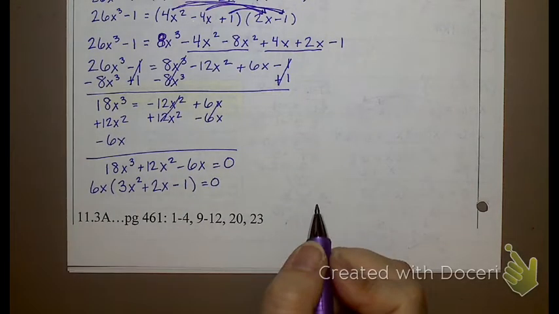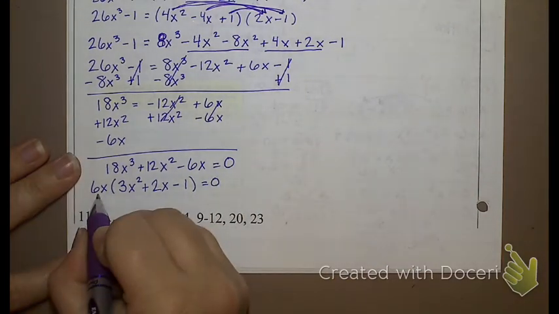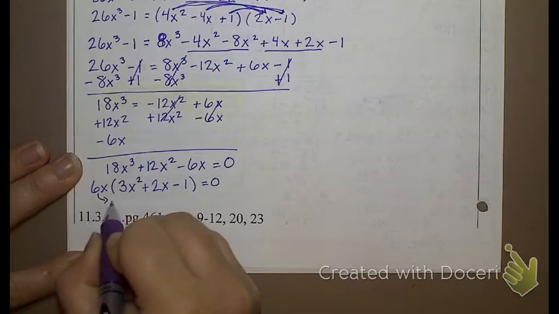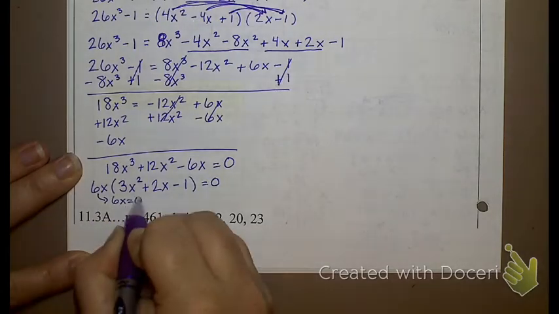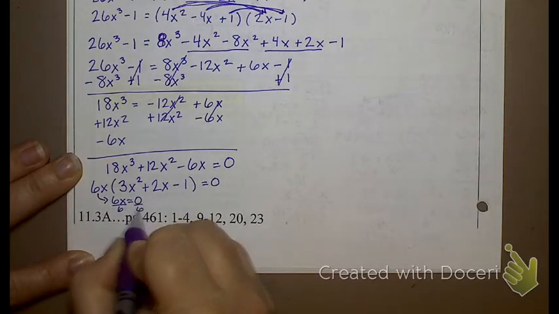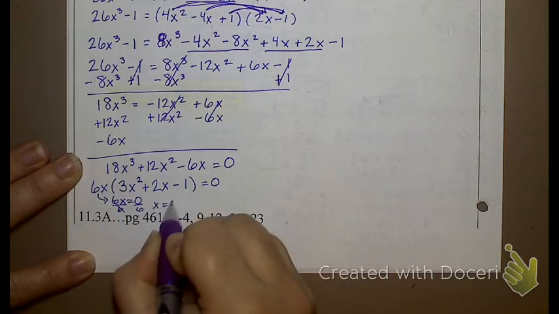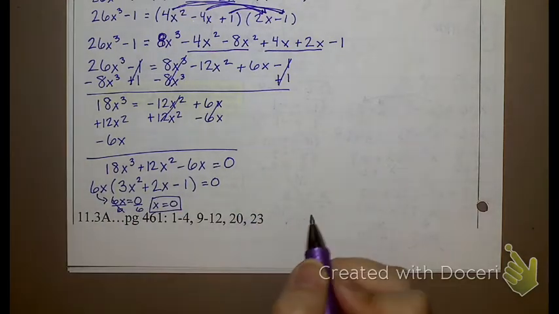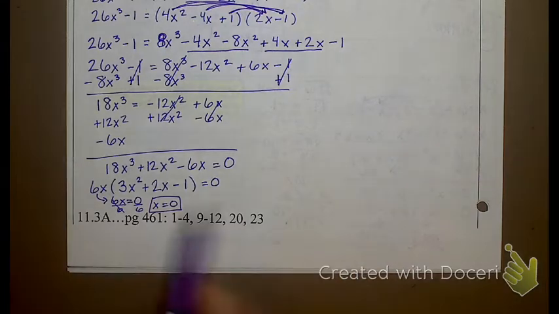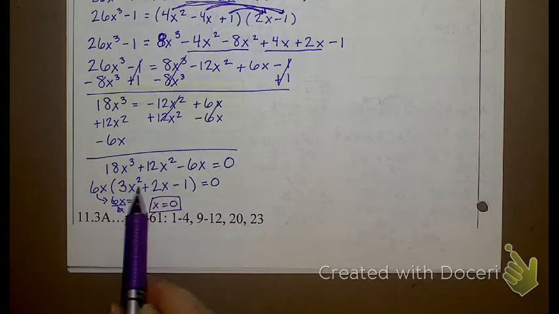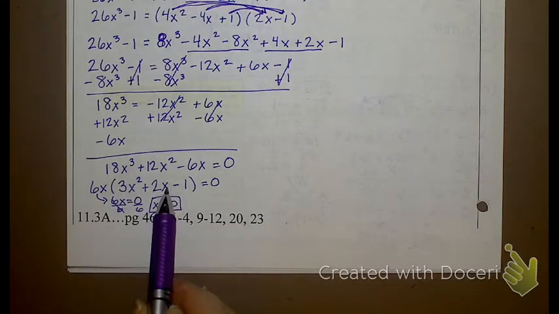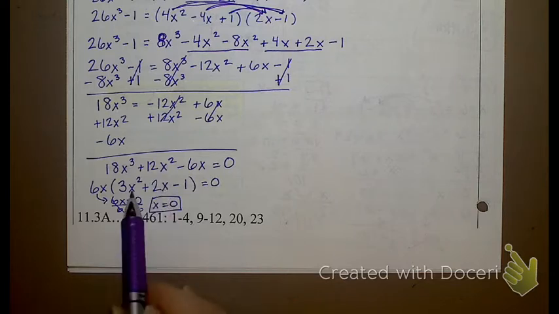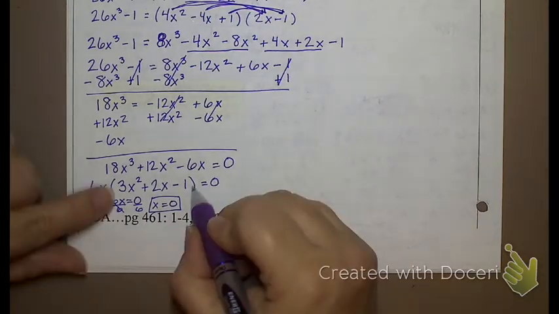Now, I said I was going to have 3 answers. My first one's going to come from right here. Because if I set 6x equal to 0, and I divide by 6, what does x equal? 0. There's my first of 3 answers. The other 2 answers I'm going to get from this second degree polynomial in the parentheses. Right? 2 answers from a second degree. Make sense?